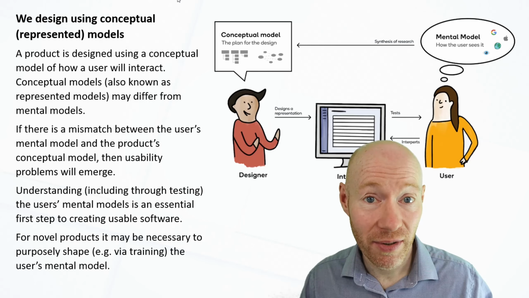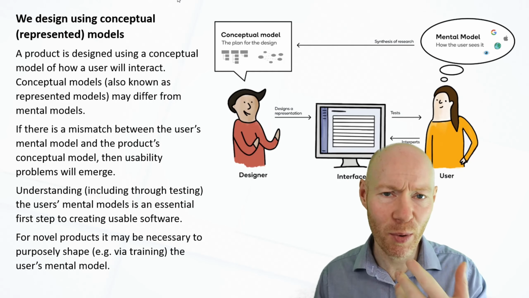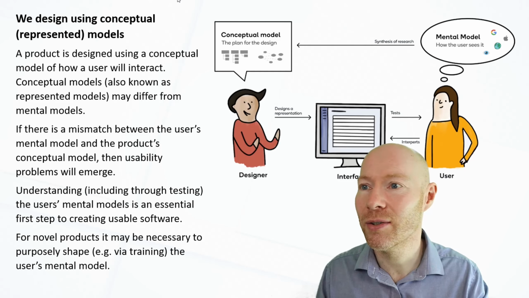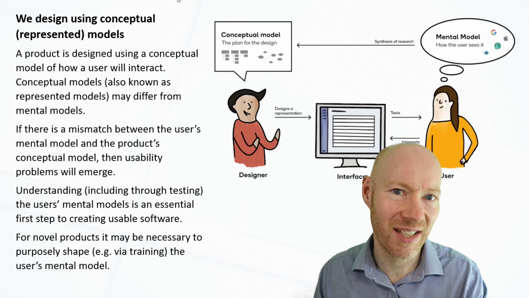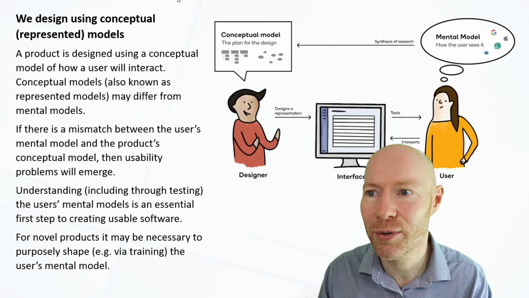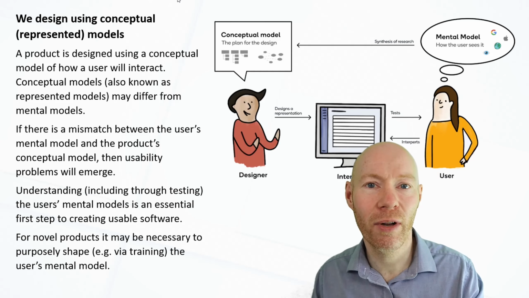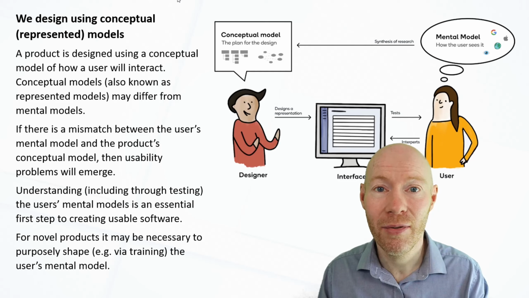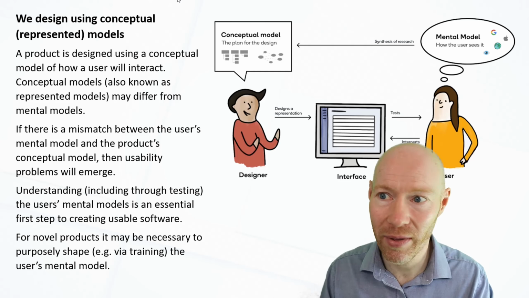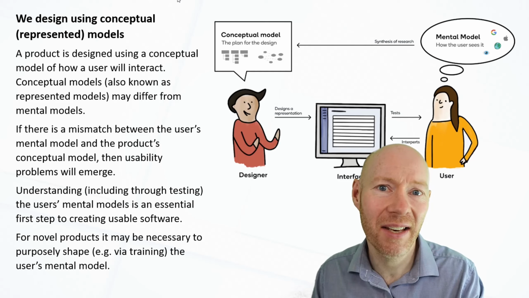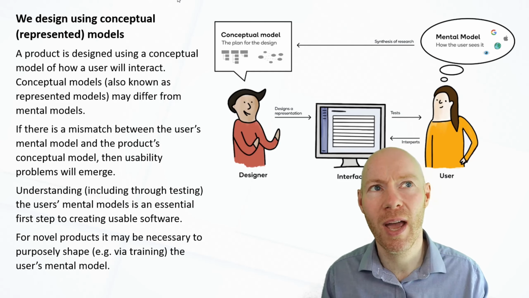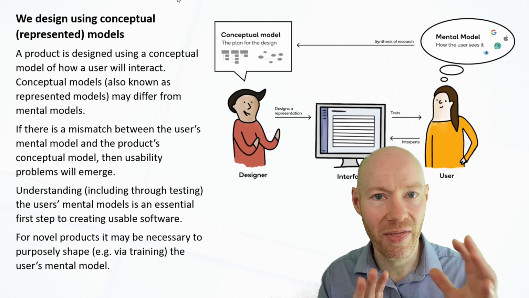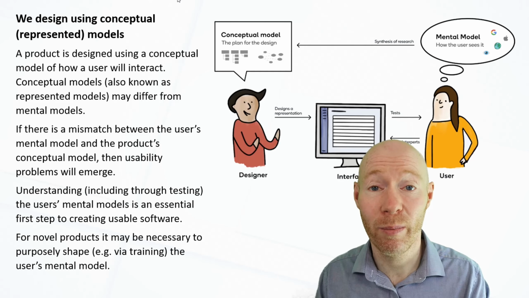From a designer's point of view, I'm looking at ourselves as both users but also here as designers. When we're designing a particular product, we design it using conceptual, also known as represented, models. This is a model of how we anticipate the user will interact with it. And they can differ. In fact, often they do differ from mental models. So the designer may say, okay, I'm going to design this particular product, say a software product, and I'm anticipating the users will use it in this particular way for this particular purpose.